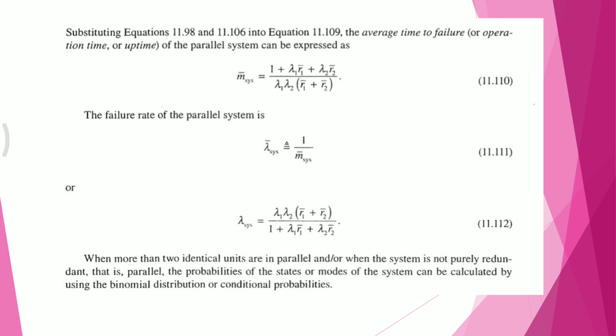When more than two identical units are connected in parallel, or when the system is not purely redundant, that is parallel, the probabilities of the states or modes of the system can be calculated by using the binomial distribution or conditional probabilities.